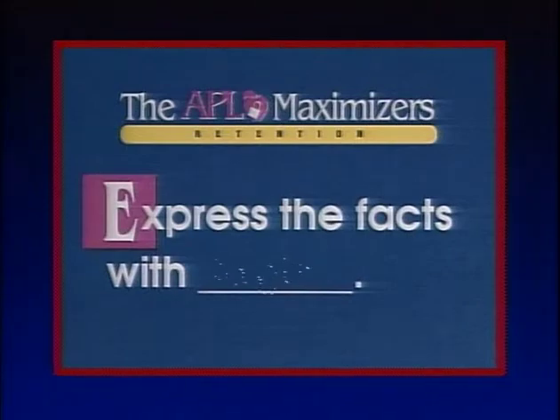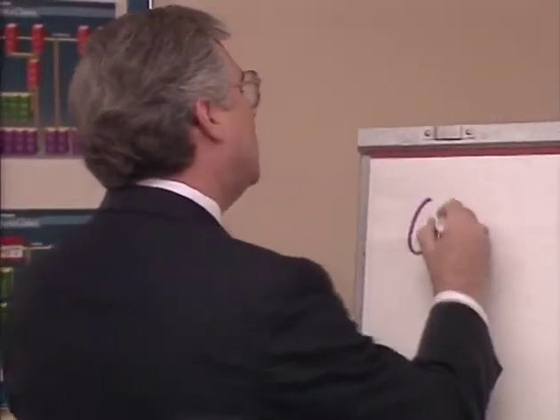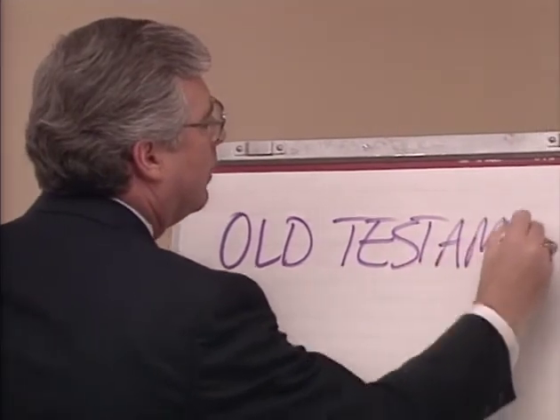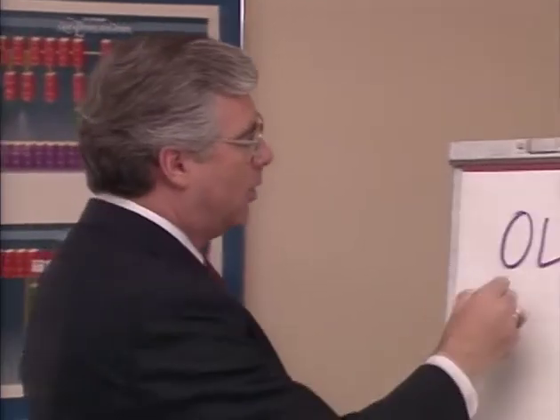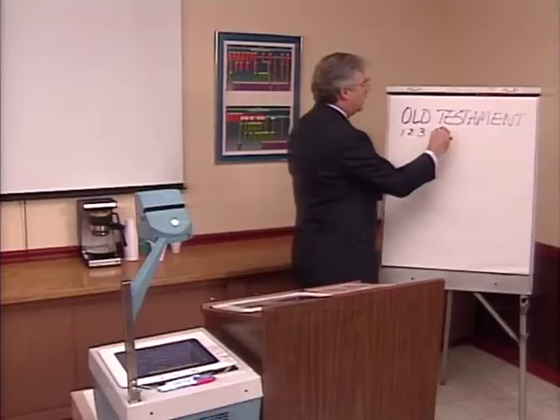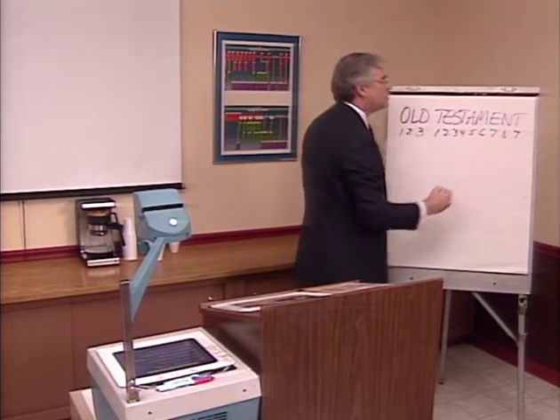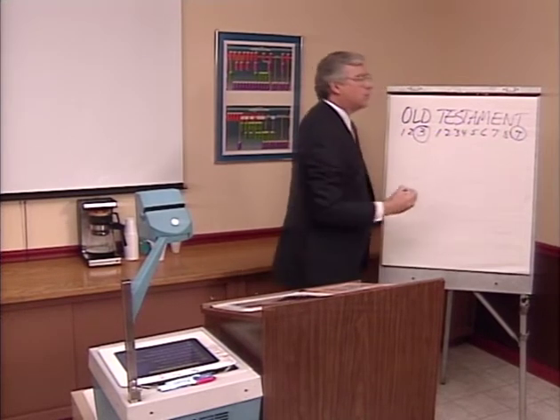Express the facts with logic. Let me just give you a little bit of an overview of that. Over here on the flip chart, one of the ways we help people to remember how many books there are of the Old and New Testament is we take a look at something logical, simple as counting the letters. Here's the word Old Testament. Well, how many books are there in the Old Testament? Well, there are 1, 2, 3 letters in Old, and 1, 2, 3, 4, 5, 6, 7, 8, 9 letters in Testament. There are 39 books in the Old Testament.